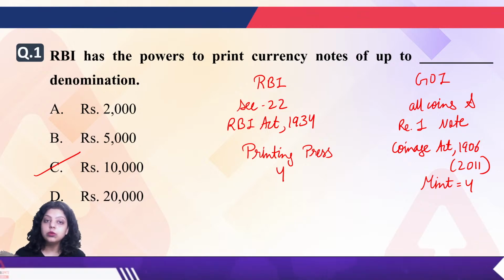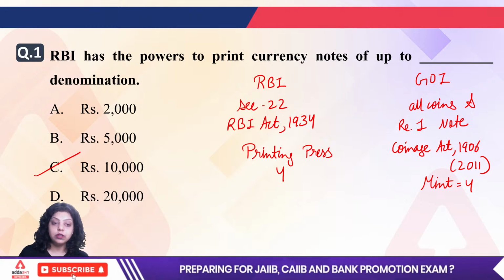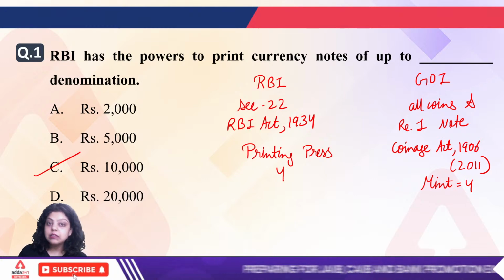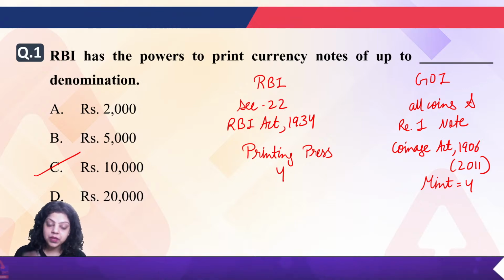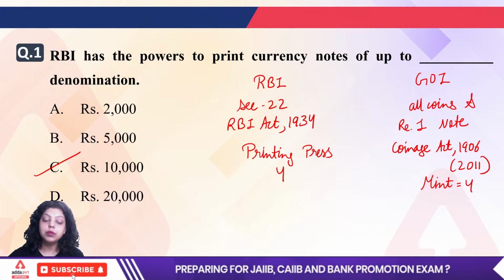Whatever currencies we are using in circulation are known as fiat currency. What is fiat currency or fiat money? Fiat money is simply a currency to which the Government of India gives legal tender status, and that currency is then known as fiat money.